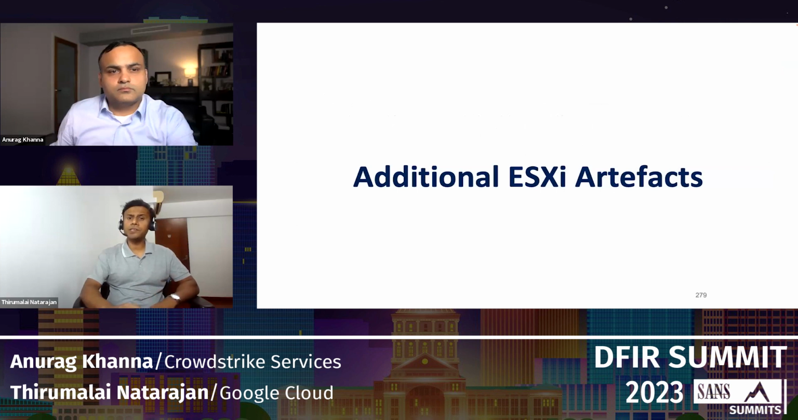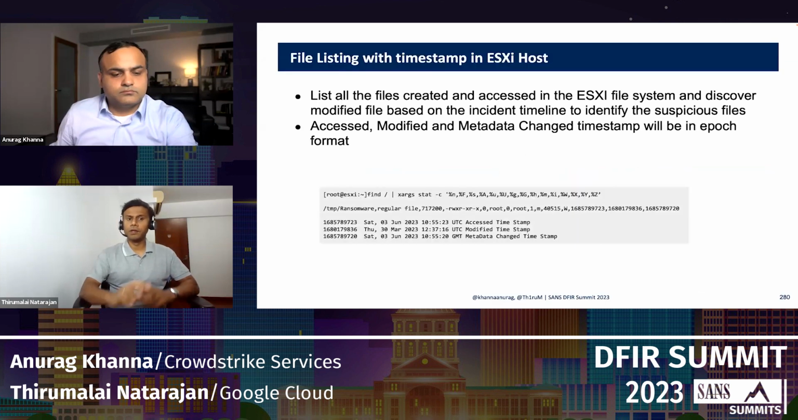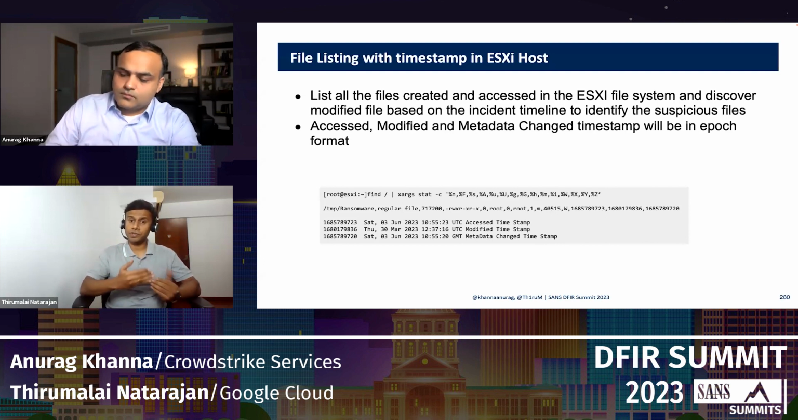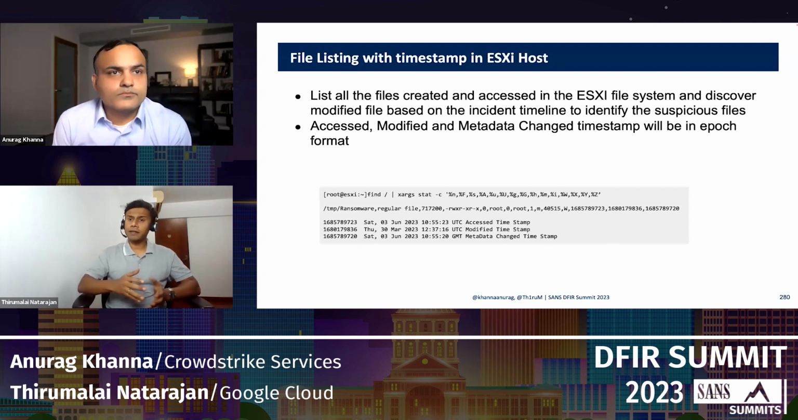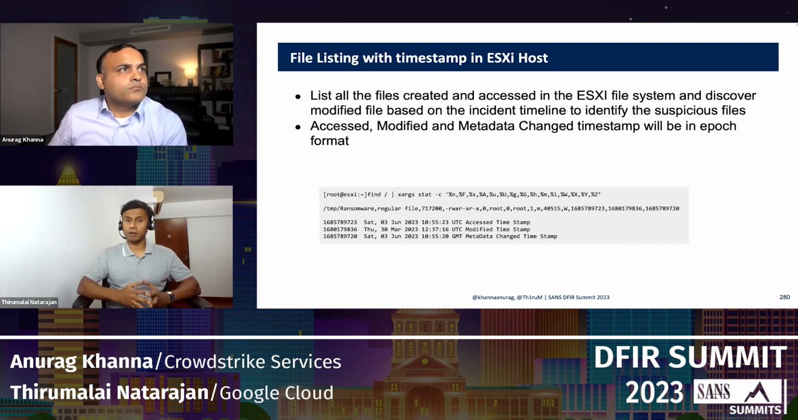Now let's talk about some additional ESXi artifacts. You can leverage this query to list out all the files that exist in the ESXi file system. This will also include the timestamp details of each file, like accessed, modified, and metadata change timestamps. Once you know the incident timeline, you can correlate and identify what files were accessed and modified during the incident time range. Deleted files are not listed as a part of this query, and the file creation timestamp is also not recorded.